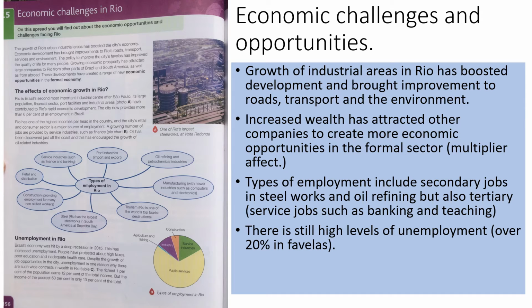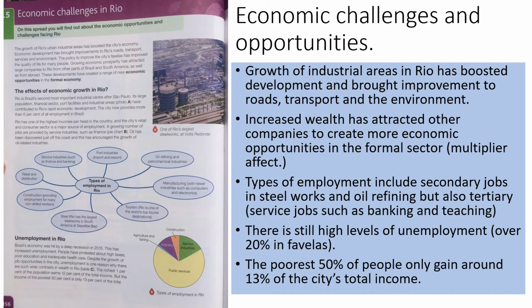However, there's still high levels of unemployment, over 20% in the favelas, so that's a big challenge in Rio. And the poorest 50% of Rio only gain around 13% of the city's total income, whereas the richest 1% earns 12% of the city's income. So the top 1% earn basically the same amount of money as the poorest half of the city. So there's an extreme inequality in wealth there. You may want to pause the video here so you can make any key notes before moving on.